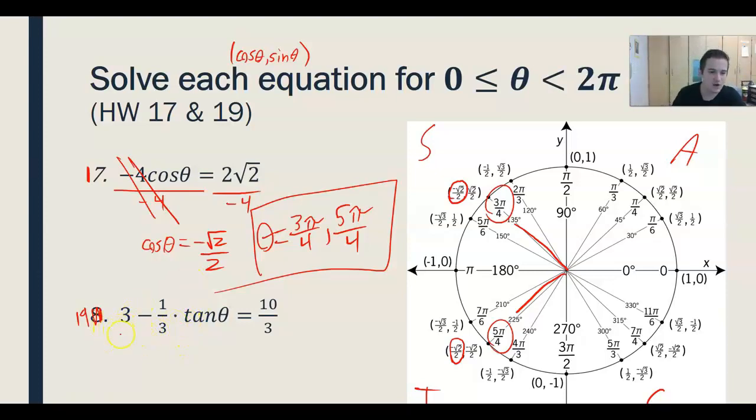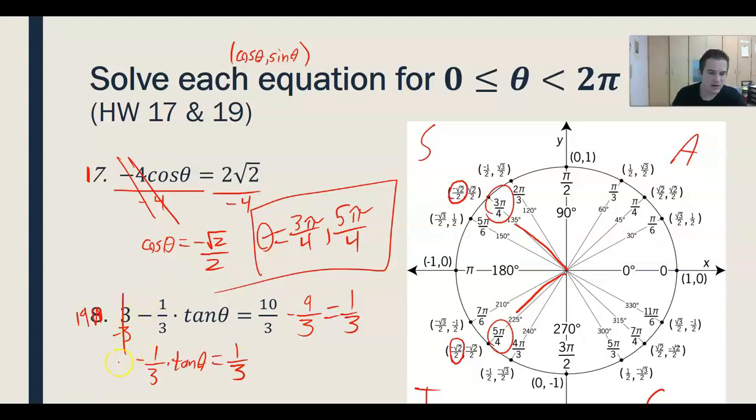First I need to subtract 3 on both sides because I need to get rid of this 3, and then I'll take care of this 1/3. So I'm left with negative 1/3 times the tangent of theta equals 10/3 minus 3. What's 10/3 minus 3? You could do that in your calculator and change it to a fraction, or you could write 3 as 9/3 with a common denominator. 10/3 minus 9/3 is 1/3. Well, negative 1/3 times tangent of theta is equal to positive 1/3.